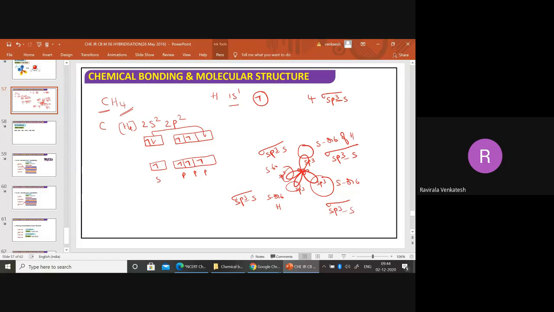Okay, the bond angle here will be the regular bond angle, 109 degrees 28 minutes or so. You can take 109 degrees roughly. So we can take the example CH4, even ammonia and even water, but they have lone pairs in them. We will see that also.